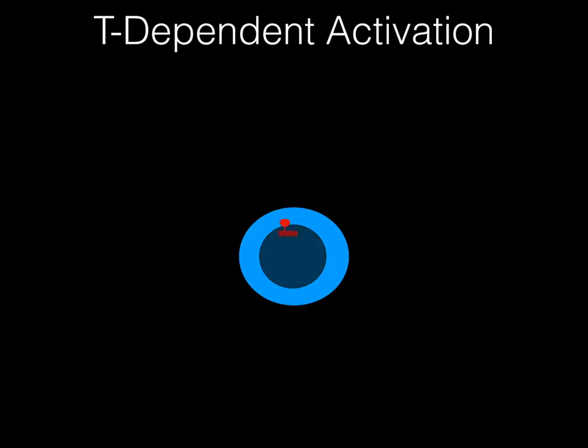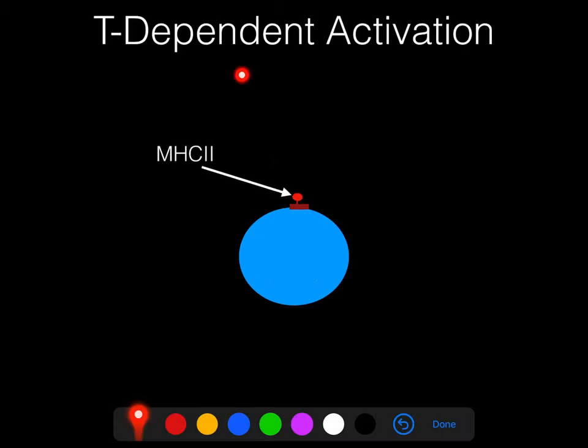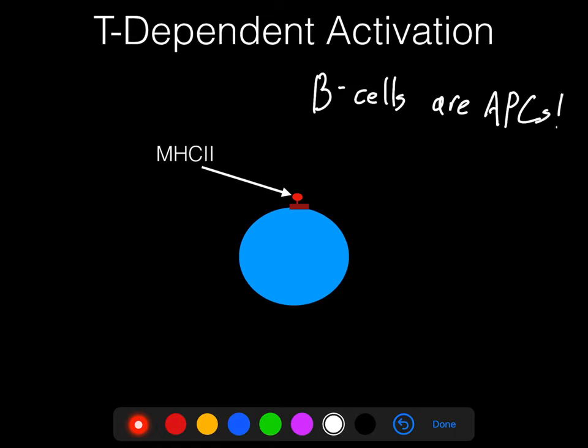Now, we've seen this protein before. This is an MHC2. So B cells are APCs. This B cell bound something. It said, oh my God, my receptors can bind to this thing. And it took it in and tore apart the virus. And now it is displaying whatever it was that its receptors bound. It's displaying that on an MHC2. So it's an antigen presenting cell as well.